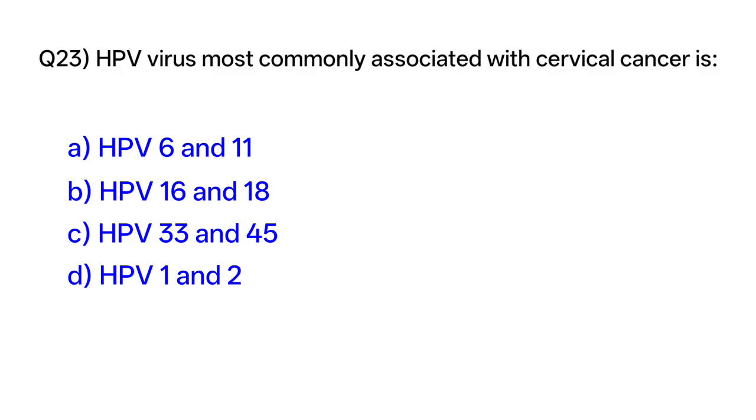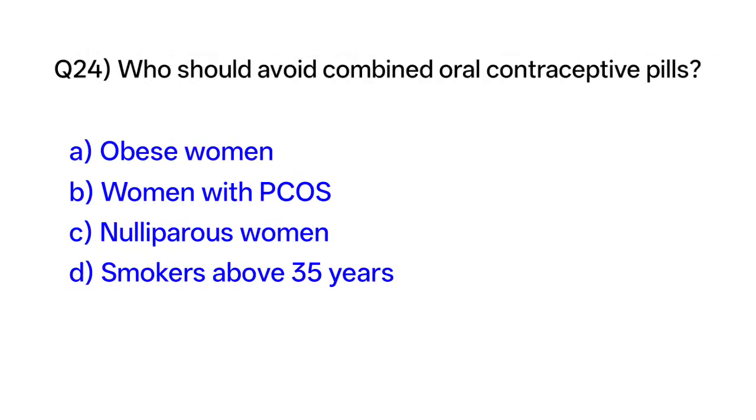Question number 23. HPV virus most commonly associated with cervical cancer is. The correct option is B. HPV 16 and 18. Question number 24. Who should avoid combined oral contraceptive pills? The correct option is D. Smoker above 35 years.